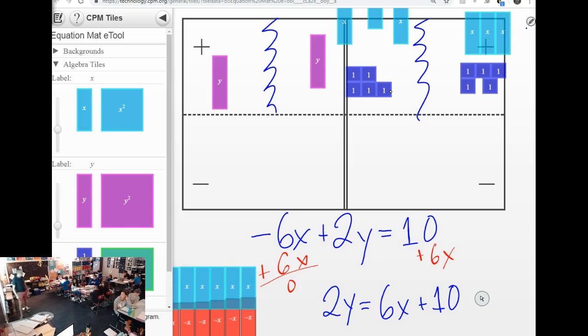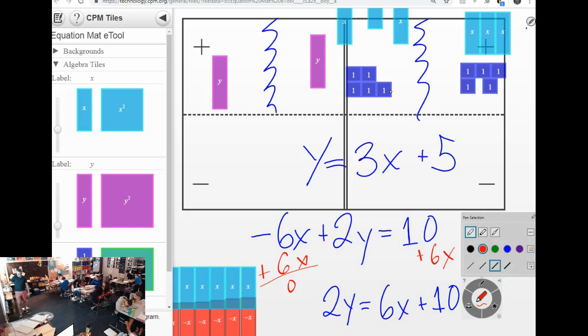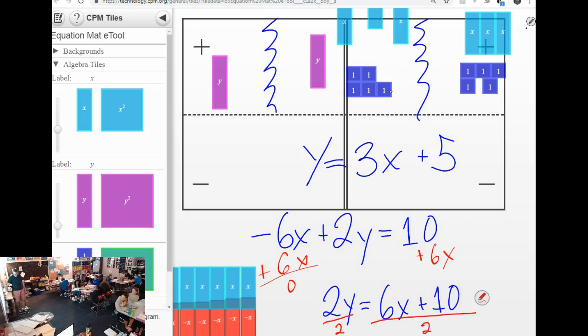What does 1y equal? And ignore that I'm writing this in the mat. I guess I have nowhere else to write. How many x's? 3 x's when I split it, plus 5. And we show that division by 2 on this side, division by 2 on this side. Does that make sense?